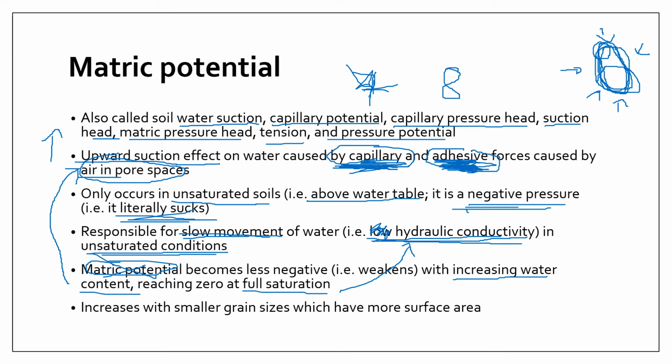All right. Now, matrix potential also varies from soil to soil. The rule here is the smaller your grain sizes are, the more surface area you have, and the more matrix potential you get.